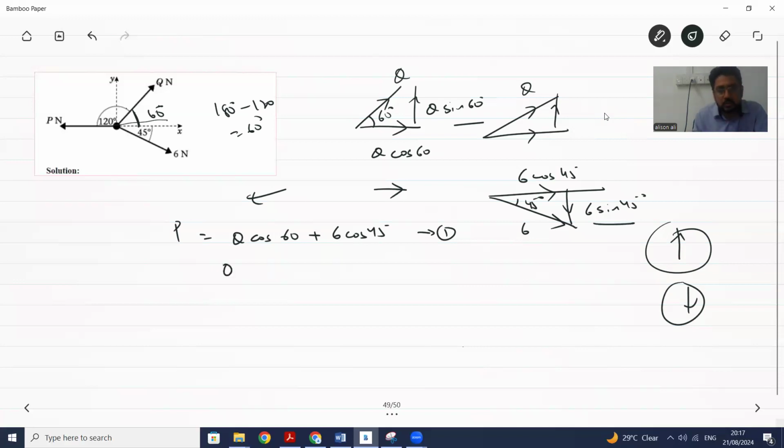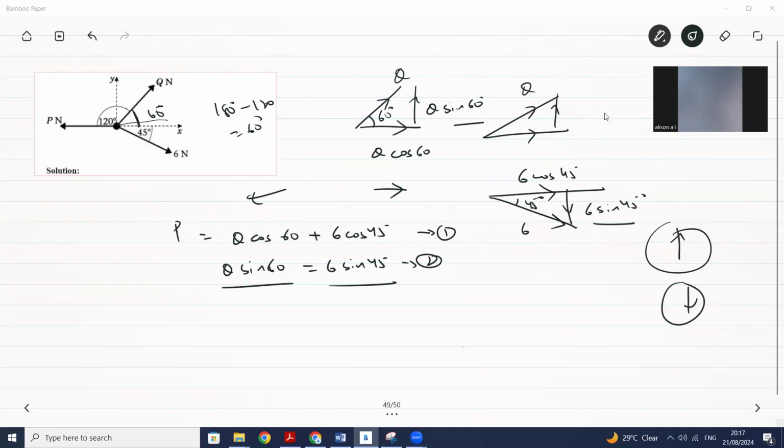So Q sin 60 is equal to 6 sin 45. This is the other equation. Now we can directly solve this one first because it has only one variable, and then we can solve the other one later on. The later one is P. So we can easily solve this.